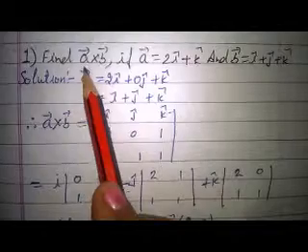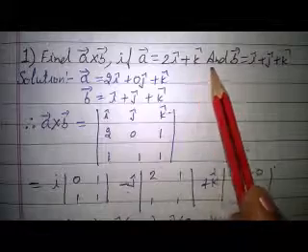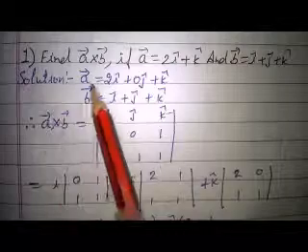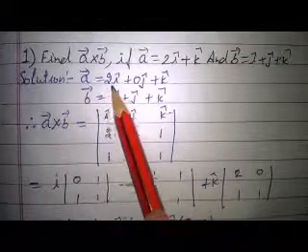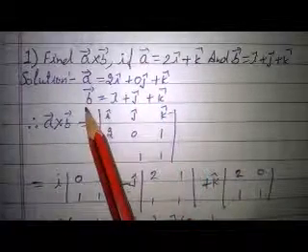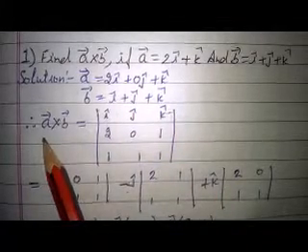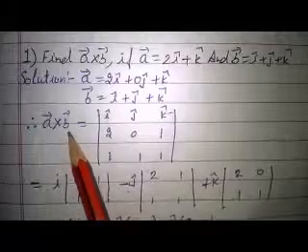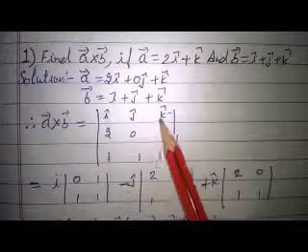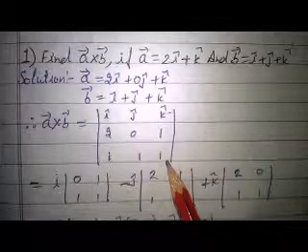Let us find a vector cross b vector if a vector is equal to 2 i cap plus k cap and b vector is equal to i cap plus j cap plus k cap. Now the solution: a vector is equal to 2 i cap plus 0 j cap plus k cap and b vector is equal to i cap plus j cap plus k cap. Now we find the solution. a cross b is equal to, by the formula, i cap, j cap, k cap. Now this is the coefficient of a vector and this is the coefficient of b vector.